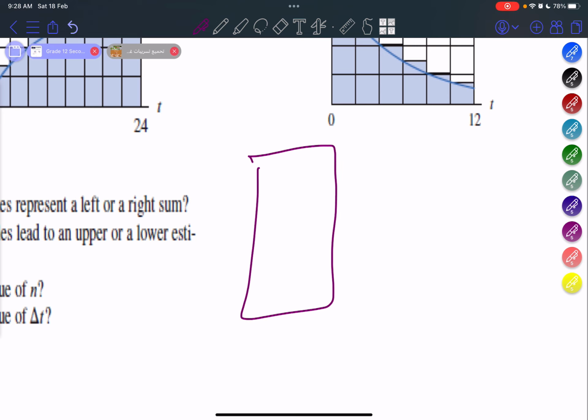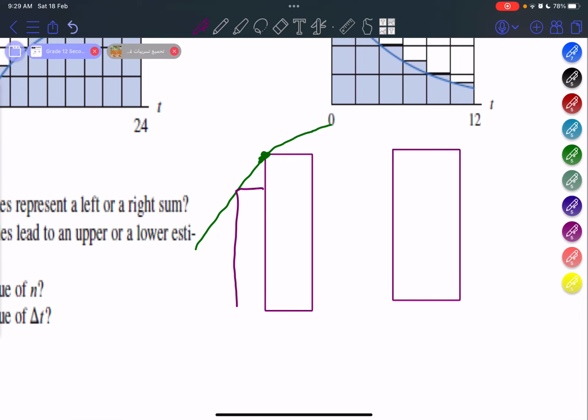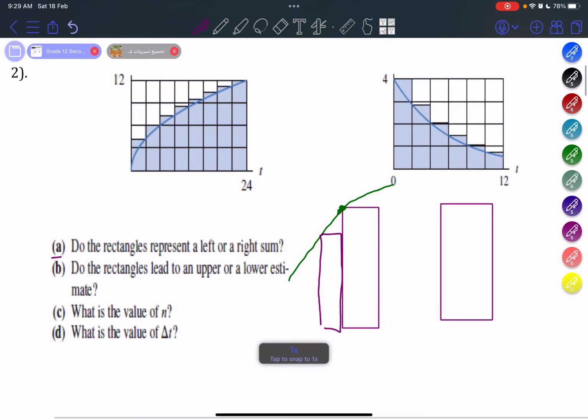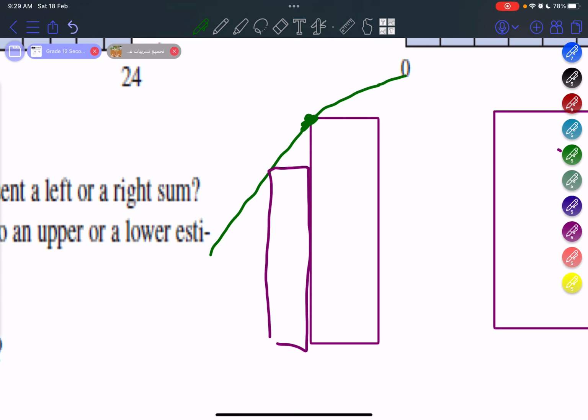Basically, if we have two rectangles here, that's the first one, and this is the second one. If we see a curve touching the rectangle from the left side first, that means that this is what we call a left sum, and usually they are underestimates, but in this case they are overestimates. But you get the idea. So this is the left side, this is the left side again, it's touching the left side of the rectangle.